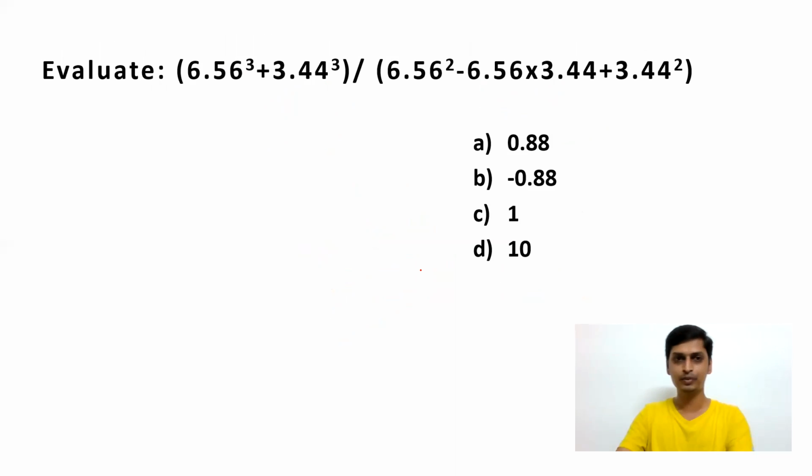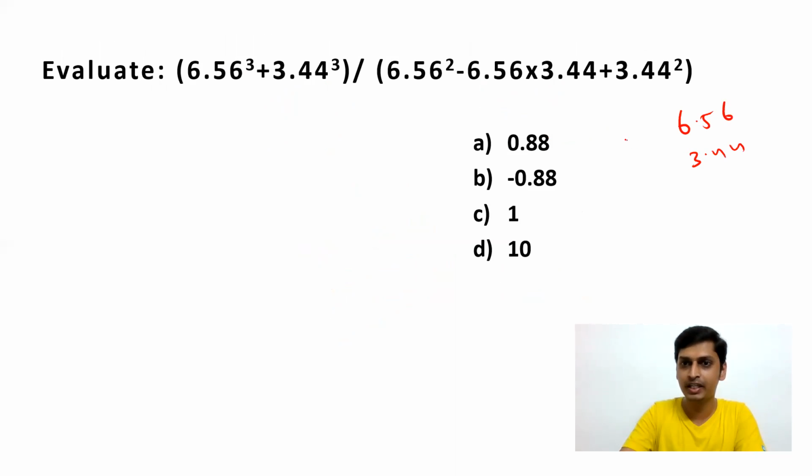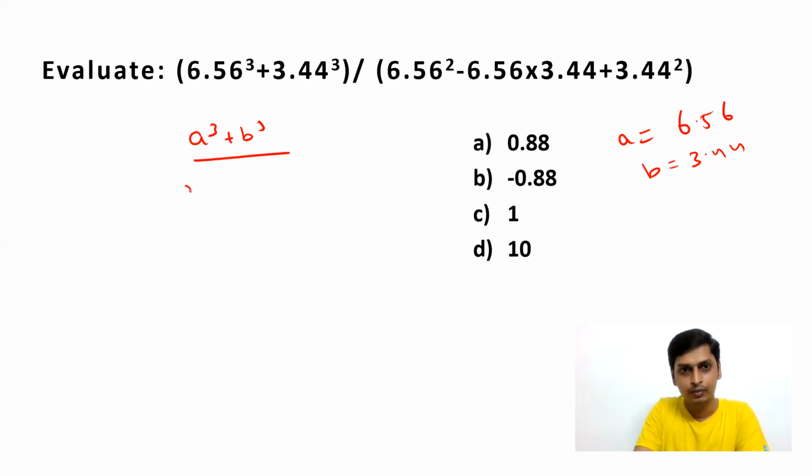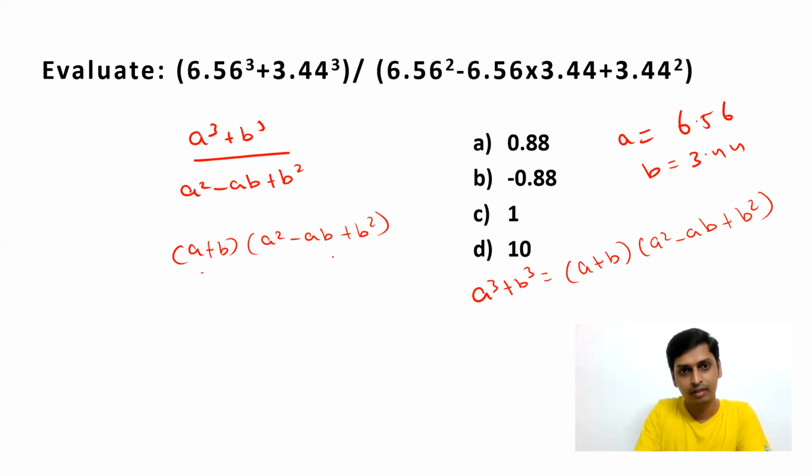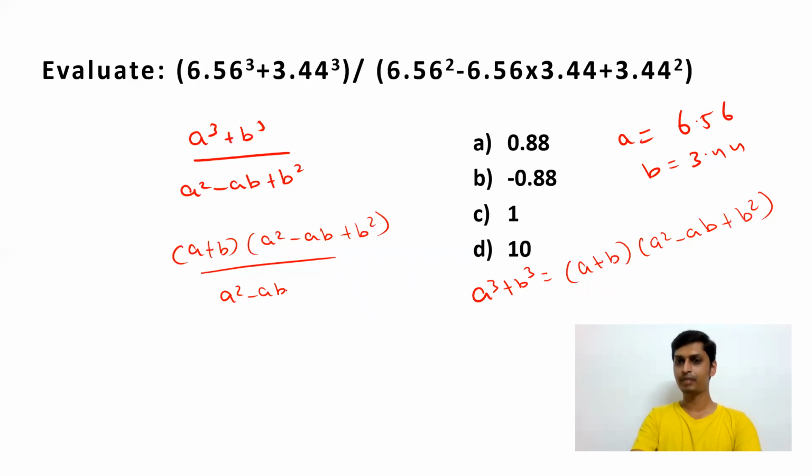So you have only two values here, 6.56 and 3.44. So 6.56 is nothing but A and 3.44 is B. So you can write it as A cube plus B cube divided by A square minus AB plus B square. Now, what is A cube plus B cube? A cube plus B cube is nothing but A plus B into A square minus AB plus B square, isn't it? So you can write A plus B into A square minus AB plus B square divided by A square minus AB plus B square, right?